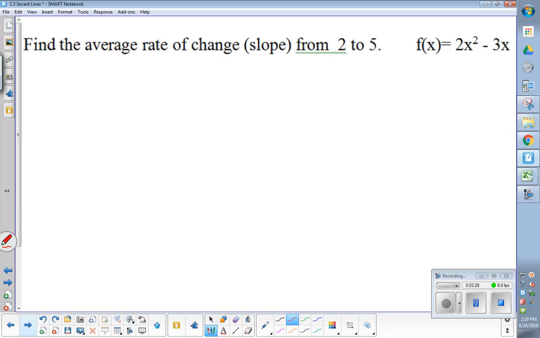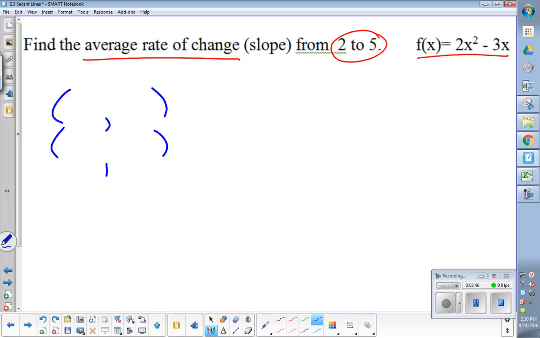Looking at the next problem here. It says find the average rate of change from 2 to 5 for this function. As soon as I read average rate of change, what does it mean? Slope. What do I need in order to find slope? An x and a y. You need two x's and y's. They only gave me two numbers in this problem. What do you think my x's are? 2 and 5. Those are x values. From an x of 2 to an x of 5. That's what it's talking about. Okay, my x's are 2 and 5.